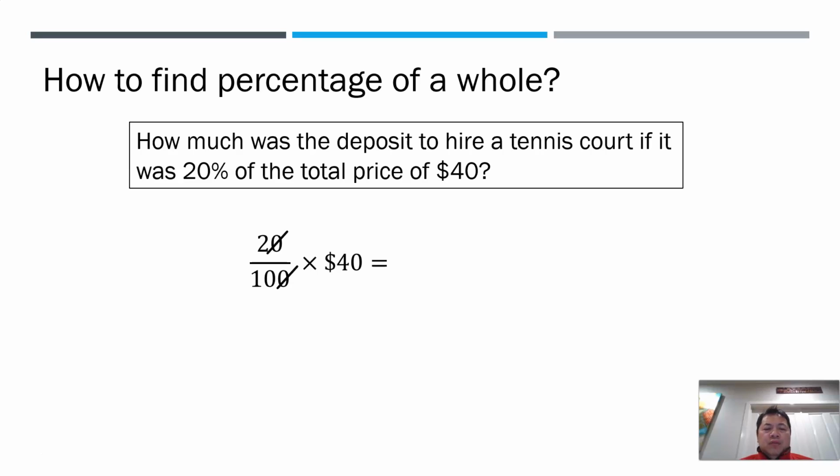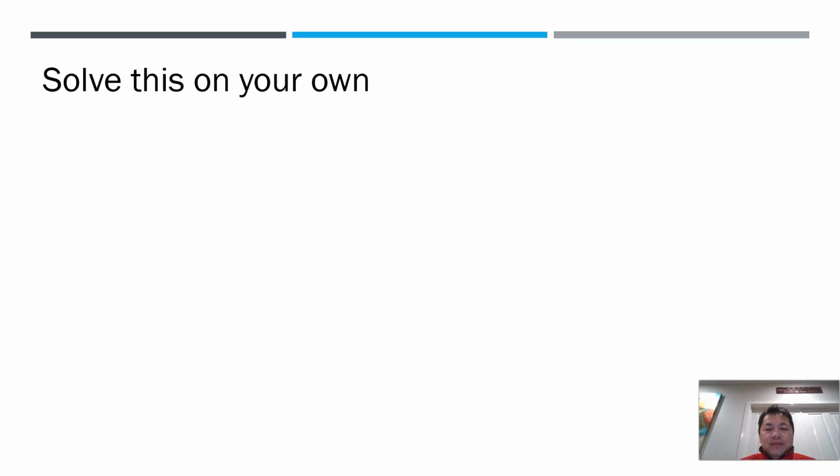So first, you can cancel both zeros because you divide by 10 for these two numbers. That's why you can get rid of one 0. And again, 40 here and 10 here, I can deal with them again. Both numbers can be divided by 10. That's why I cancel the 0. So what I have left is just 2 times 4, which is $8. So that's the cost of the deposit, $8.